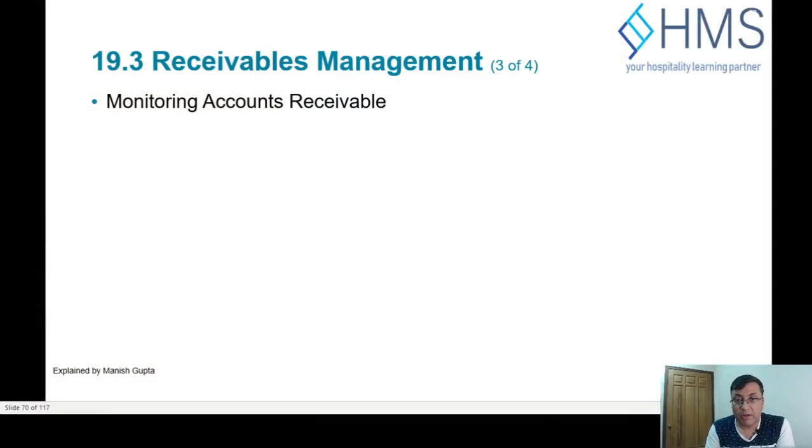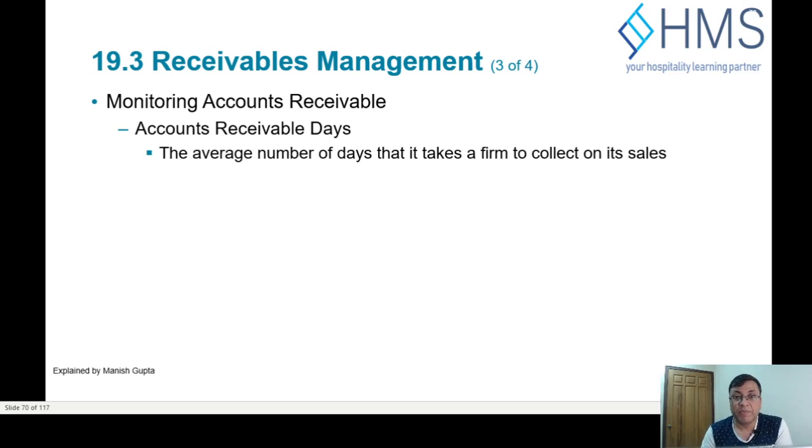To monitor the account receivable, you need a couple of things. You need to understand what your actual account receivable days are at the moment. How you calculate this, we have learned in the previous section. It's the average number of days the firm takes to collect the money from its sales, and the way to calculate it is average account receivable divided by average credit sales. So that will help you understand your actual collection days.